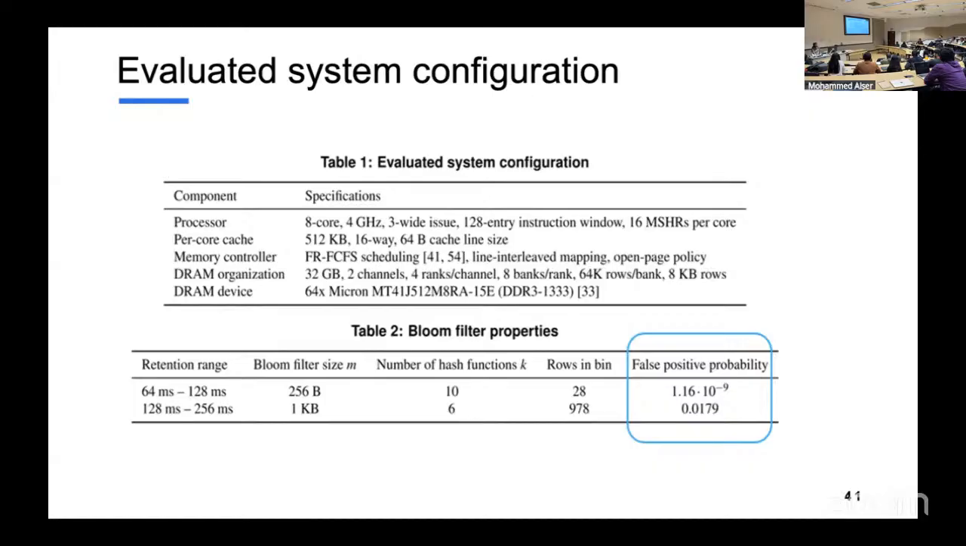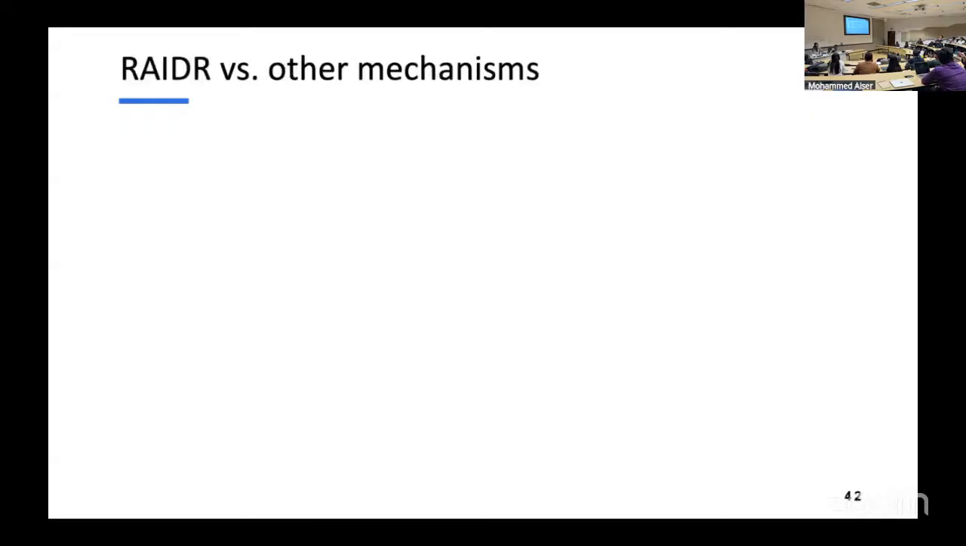And 976 is the number, which means there are more stronger cells. That means there is no data loss, which doesn't require more frequent refreshes. And as you can see, the false positive rate is very low for both retention ranges, bin 1 and bin 0. So let's see what other mechanisms they have considered against RADAR.